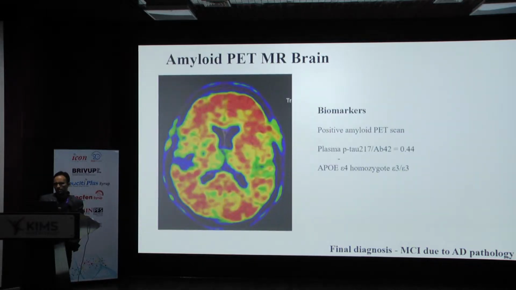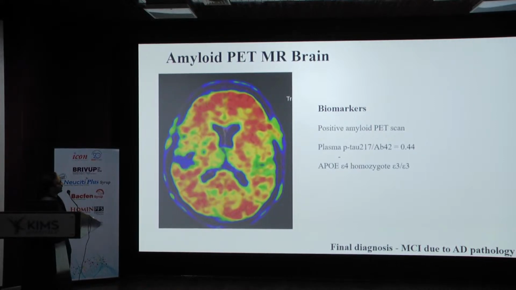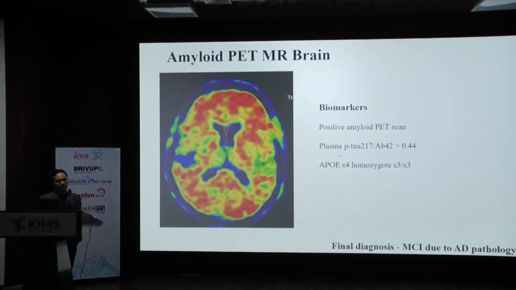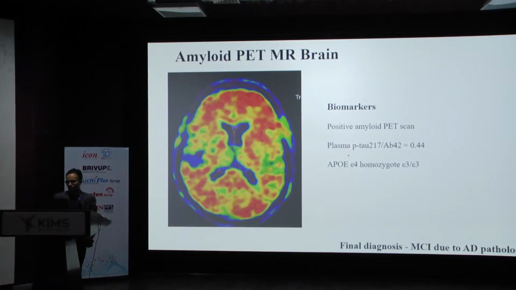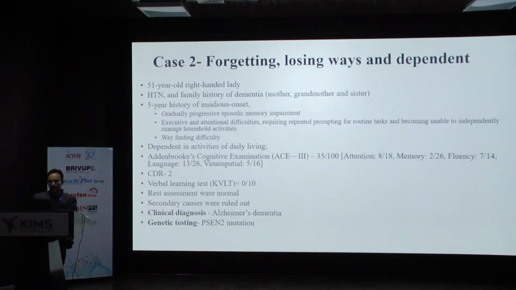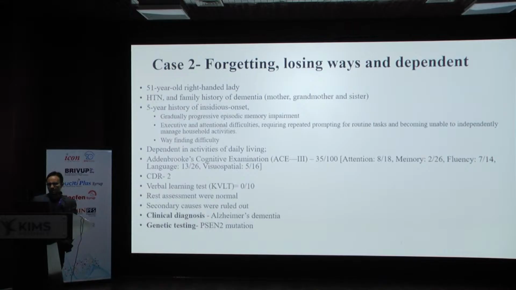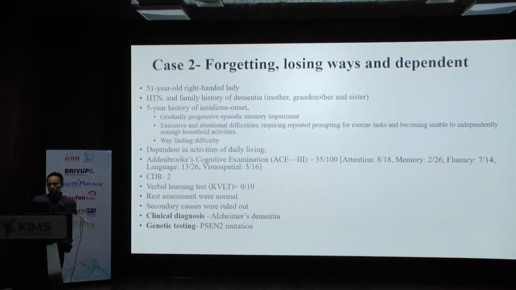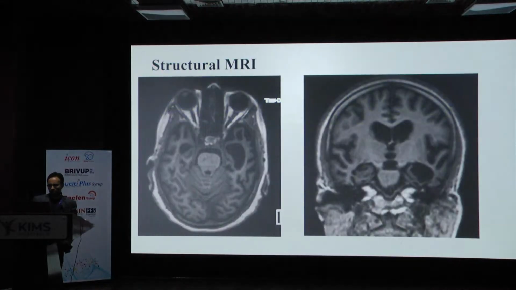And in this patient, we got an amyloid PET scan done. This is positive. You can see there's loss of gray-white matter differentiation, not that much, but still there's a lot of cortical uptake in this patient. And this patient had a positive biomarker as well. So the final diagnosis was MCI due to AD pathology. Now this is again one patient with Alzheimer's disease, presenilin 2 mutation with all the history and everything else.